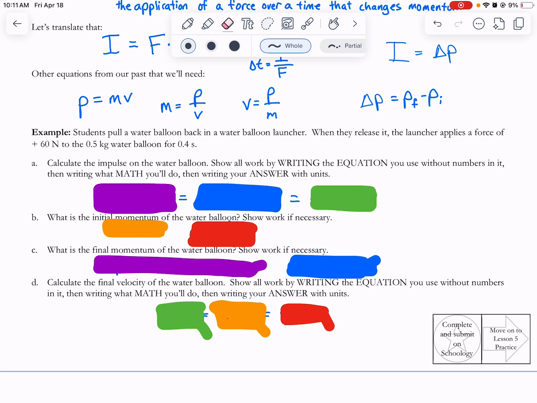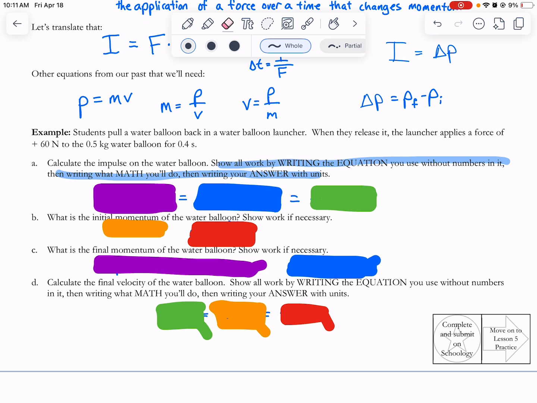Okay, and it tells us we have to show our work by writing the equation that we use without any numbers in it, and then we have to write the math that we're going to do, and then we're going to write the answer with the units also. So this right here, that's what I just read. Okay, that's all the things that we have to write down. We're going to get some points for all of those pieces in our answer.